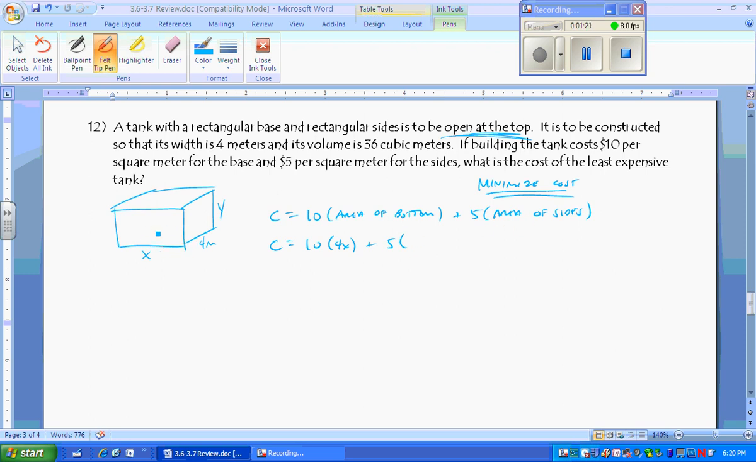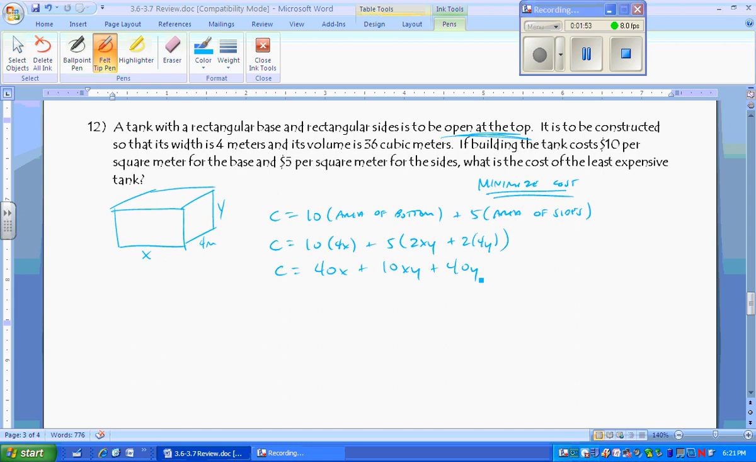Well, the front and the back are going to be x times y, so we have two sides that are x times y. The right side and the left side are going to be 4y, so we have two sides that are 4y. So we get 40x plus 10xy plus 5 times the 2 is 10, times 4 is 40y.